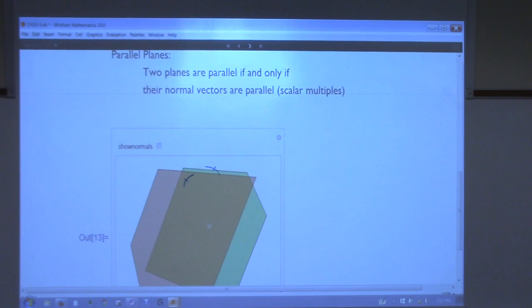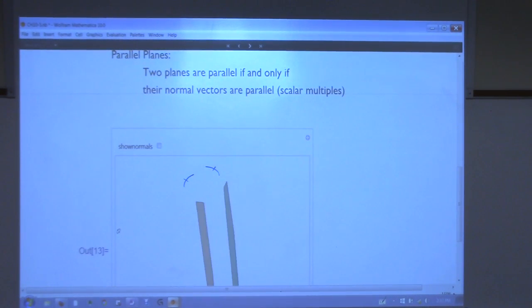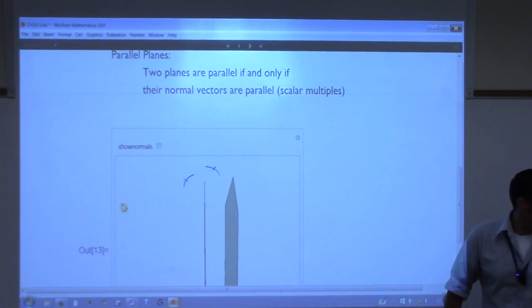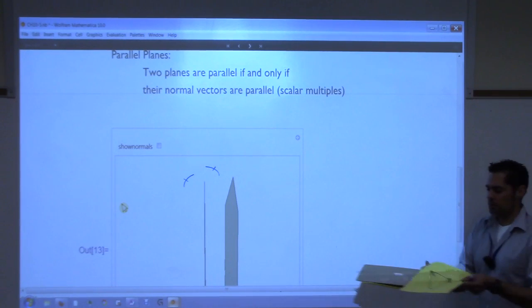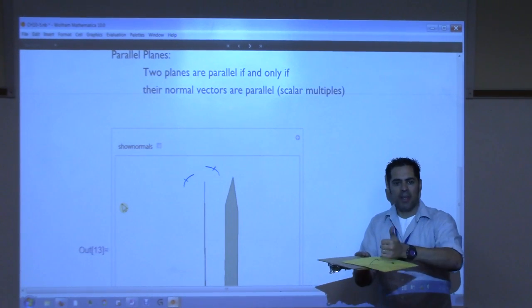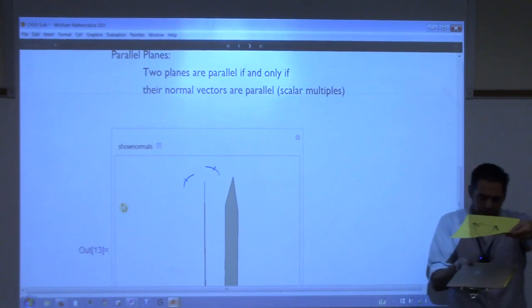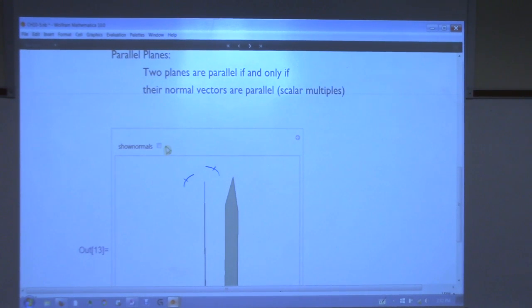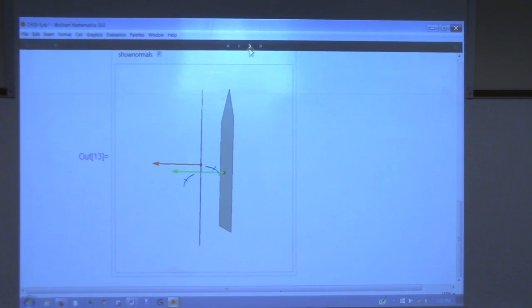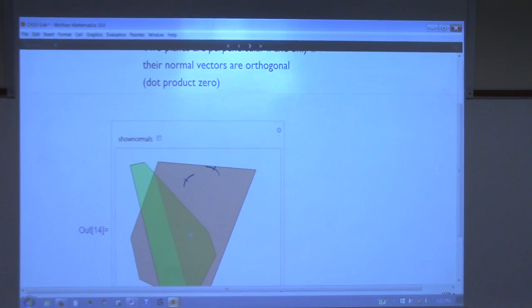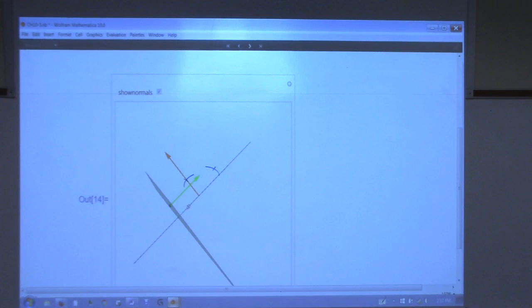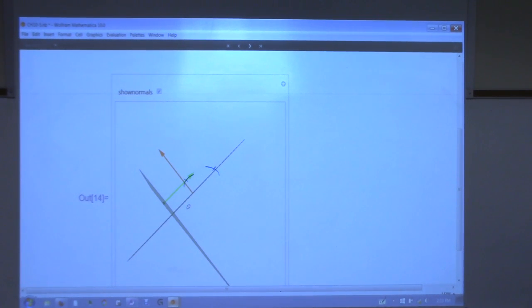Oh, by the way, 2 planes are parallel if and only if what? Their normals are parallel, right? So if you have the same normal vectors, these planes are parallel. The normal vectors don't have to be exactly the same, but they have to be scalar multiples. That would mean they're parallel. That's what this picture shows. These 2 planes are parallel. Their normals point in the same direction. 2 planes are perpendicular if and only if their normals are orthogonal. So 2 planes are going to hit at a perpendicular if the normals are orthogonal to each other.